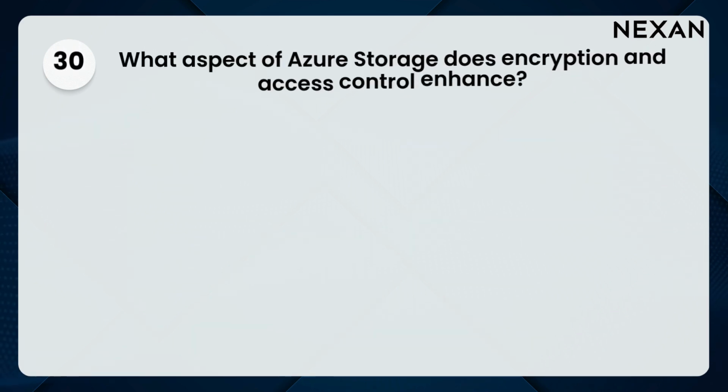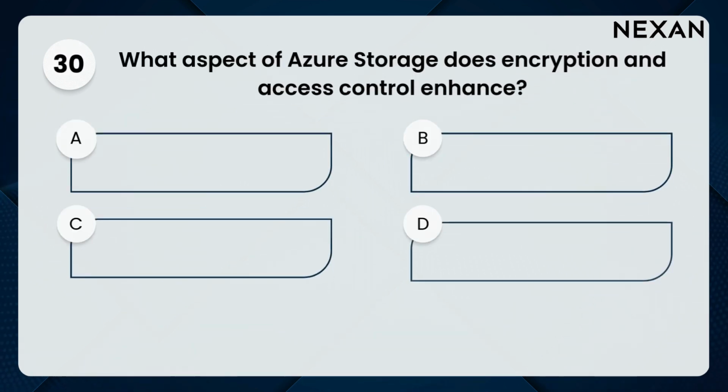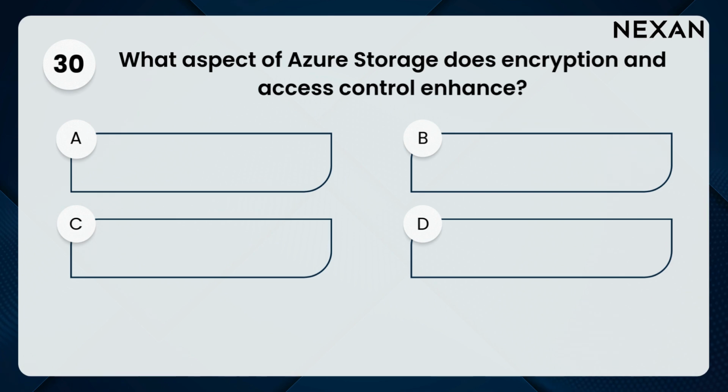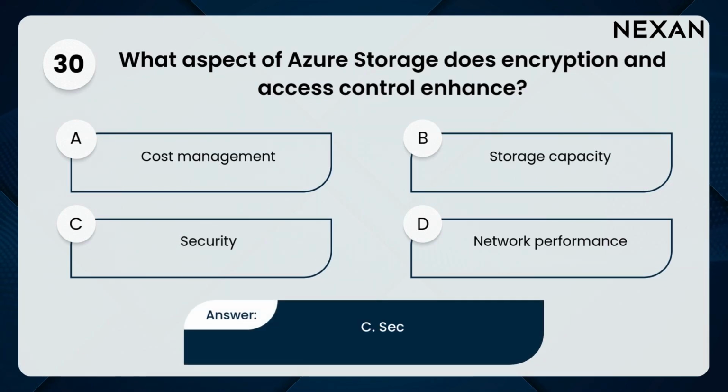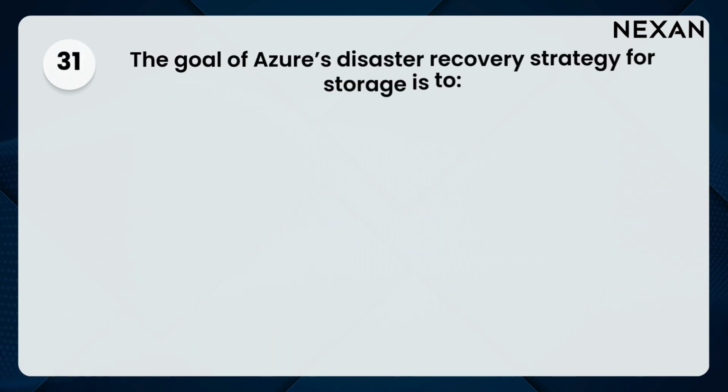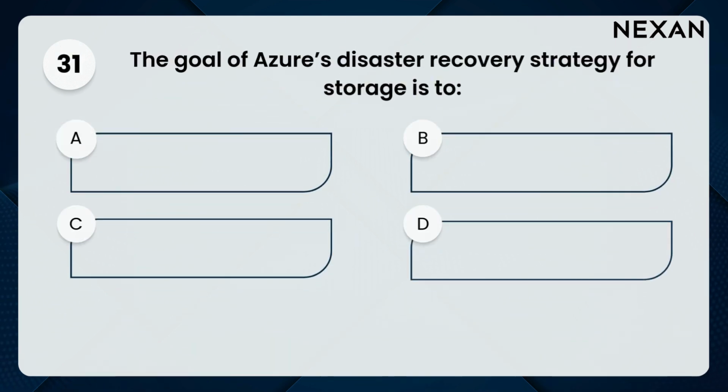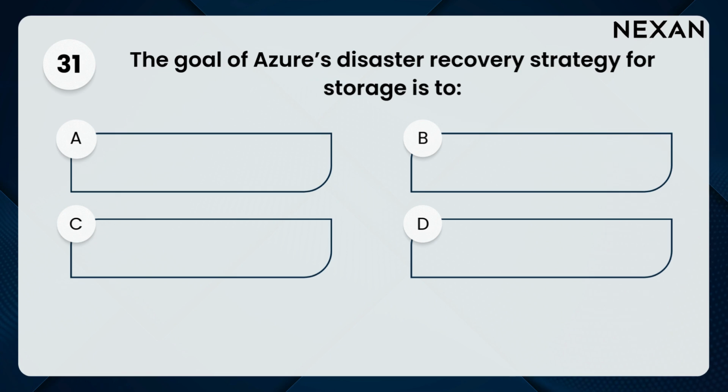30. What aspect of Azure Storage does encryption and access control enhance? A. Cost management, B. Storage capacity, C. Security, D. Network performance. Answer: C. Security.